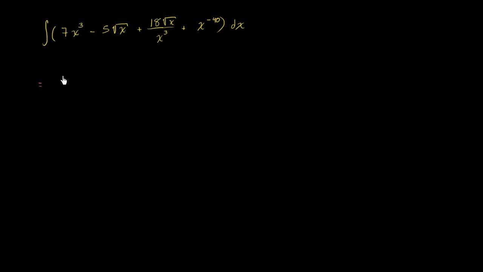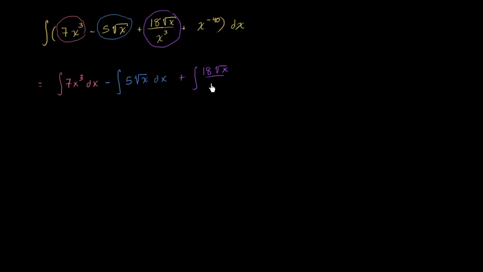So this is going to be equal to, we could look at this term right over here and just take the indefinite integral of that, 7x to the third dx. And then from that, we can subtract the indefinite integral of 5 times the square root of x dx. And then we can look at this one right over here. So then we could say plus the indefinite integral of 18 square roots of x over x to the third dx.